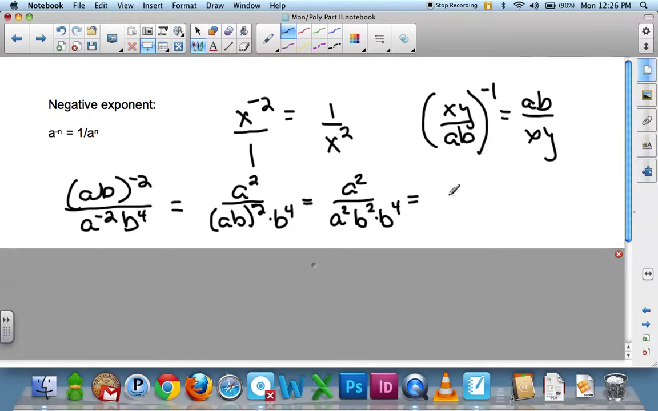We then simplify. So I'm going to leave the a squared in the numerator. You've got a squared in the denominator. b squared times b to the 4th is b to the 6th. Now I look here and I've got a squared on the top, a squared on the bottom. Those cancel out. So now I'm left over with 1 over b to the 6th power.